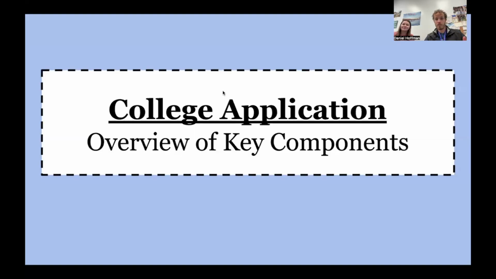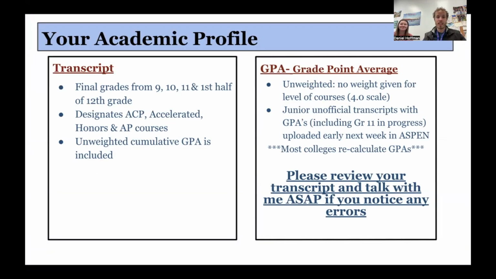All right, so overview of the college application. What are those key components? Your academic profile. This is always the number one thing colleges say is most important when they're considering if they're going to admit a student to their college. What is your academic profile? It usually starts with your transcripts.